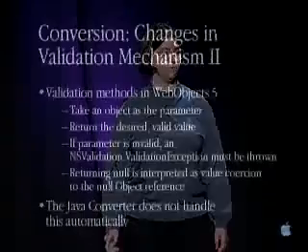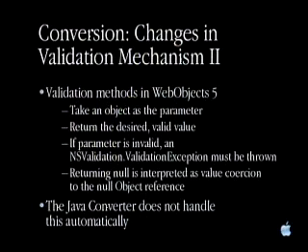So validation methods in 5, once again, take the object as their parameter. But instead of acting by side effect, they return the valid value for that parameter as the return value. And if for some reason that parameter value was invalid, they throw an NSValidationException. If they do return null, that should be interpreted as coercion to the null value in Java. Note that the Java converter doesn't take care of this for you. You're going to have to go through and look at your validation methods and figure out what they really should be returning.